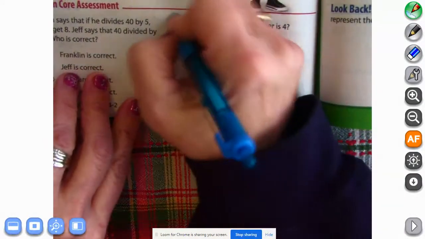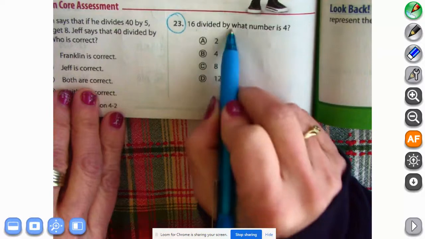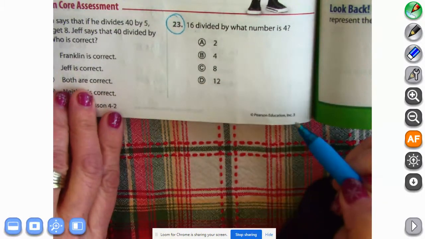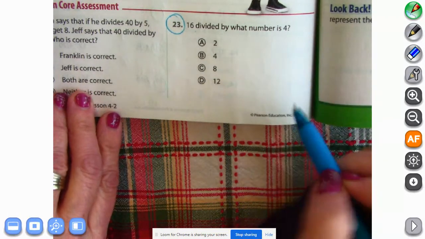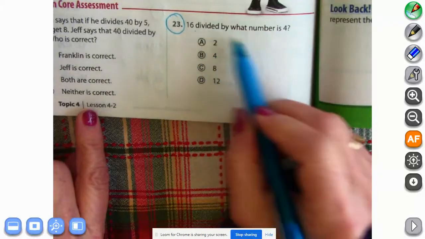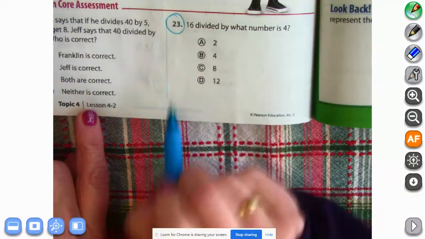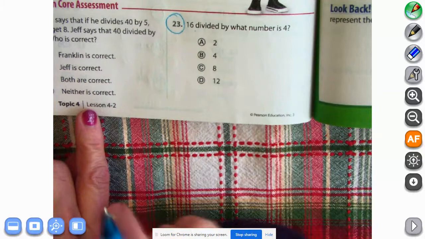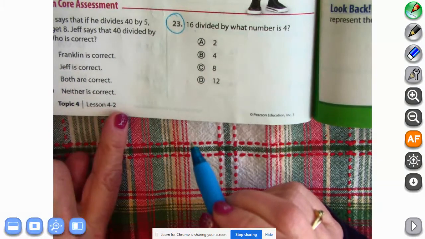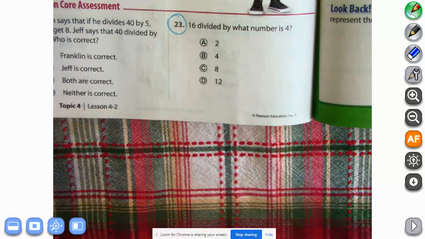And lastly, 23. 16 divided by what number is 4? So you can even do your multiplication here on the side if you need to figure out which number is 16 divided by 4. Alrighty, so that should be everything in your enVision workbook.